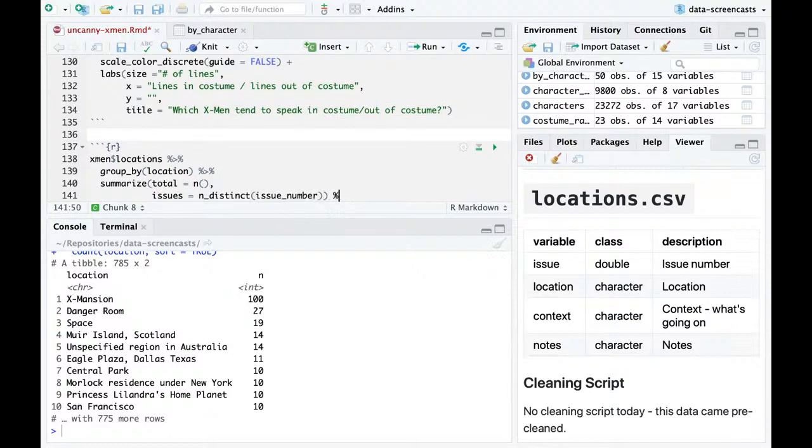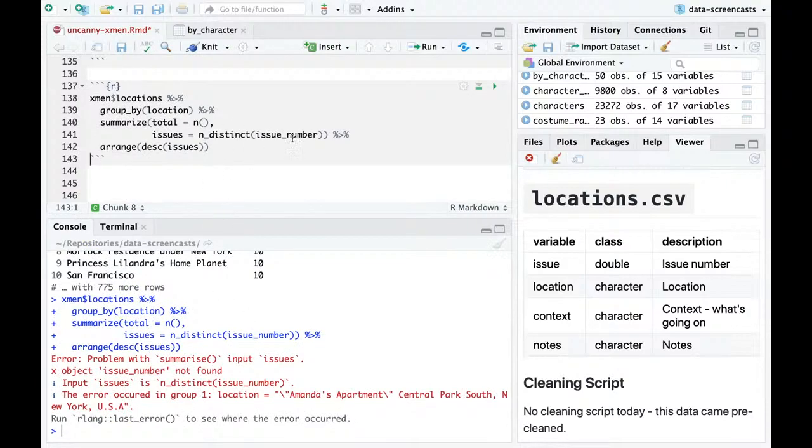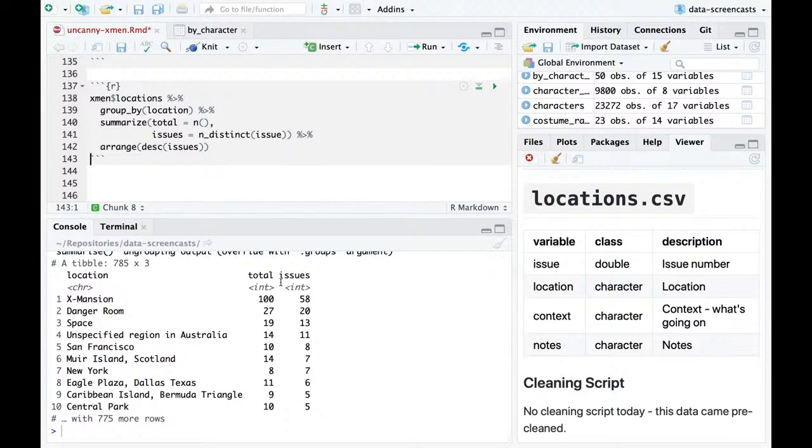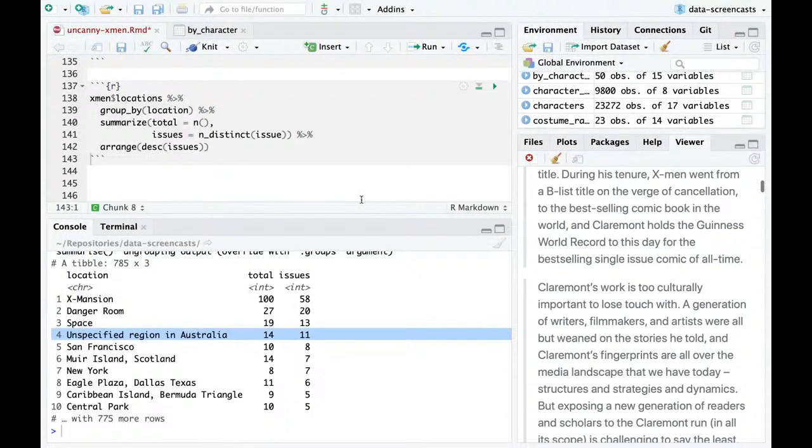I have no idea if, and arranged by, where's my bug? And we see my bug, issues is n distinct issue, no, it's not issue number, it's just issue. Yeah, so the thing is we did want to look by issue. Because, for instance, the X-Mansion appears 100 times across 58 issues. Okay, a lot in unspecified region of Australia. I bet they're in particular runs or particular sequences. All right, so I just wanted to see the locations really quickly.